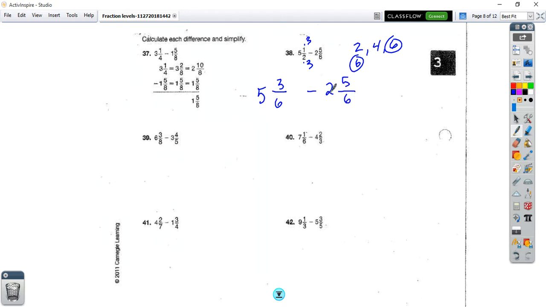Well, I can do 5 minus 2, but I can't do 3 minus 5. So I need to borrow. So I'm going to borrow a whole. This becomes 4. And remember, I add my whole back in here. Plus 6 sixths. So now I have 4 and 9 sixths minus 2 and 5 sixths. Now I can do 9 minus 5 gives me 4 sixths, and 4 minus 2 gives me 2. So my answer is 2 and 4 sixths. And this can simplify to 2 and 2/3.